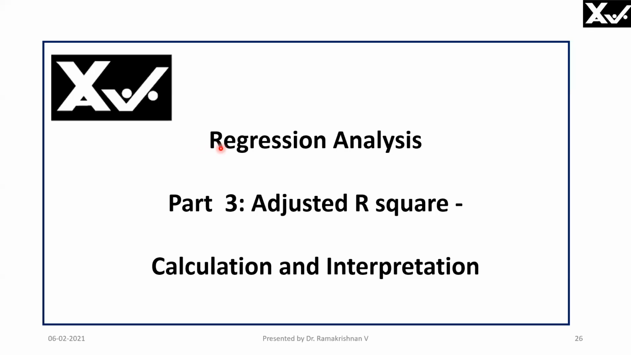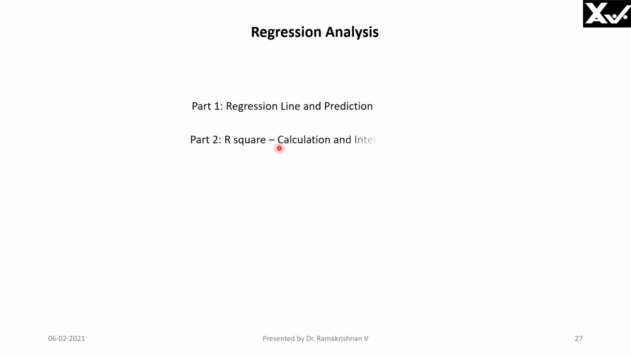Hi, we will see regression analysis, part 3, adjusted R squared, calculation and interpretation. We have already seen in part 1, regression line and prediction. In part 2, R squared, calculation and interpretation. In part 3, we will see now adjusted R squared, calculation and interpretation.